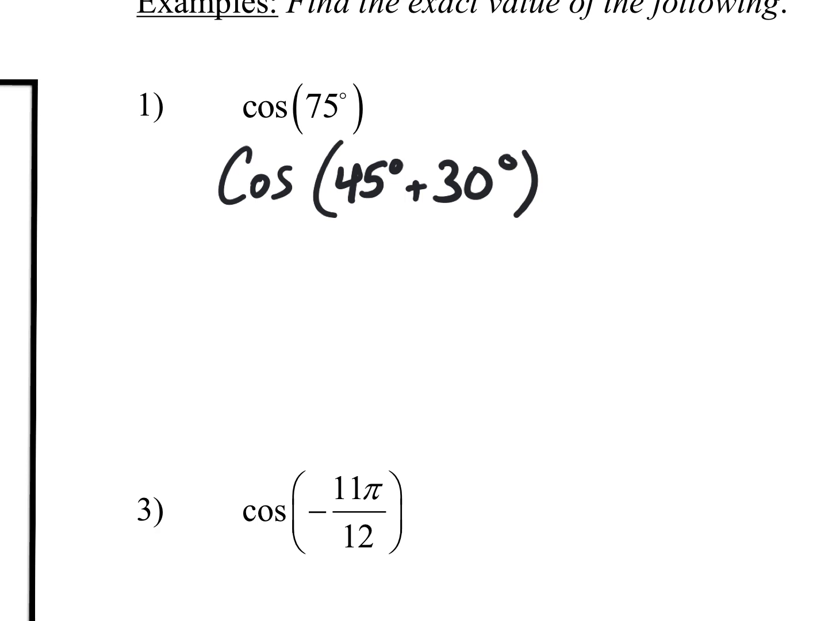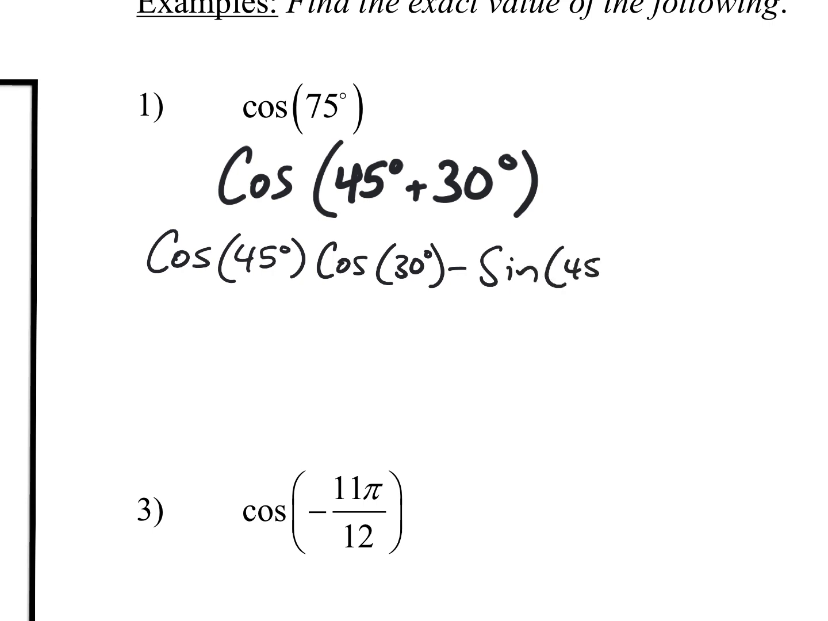Now I'm going to use my cosine sum formula. That tells me that's going to be the cosine of 45 degrees times the cosine of 30 degrees minus the sine of 45 degrees times the sine of 30 degrees.